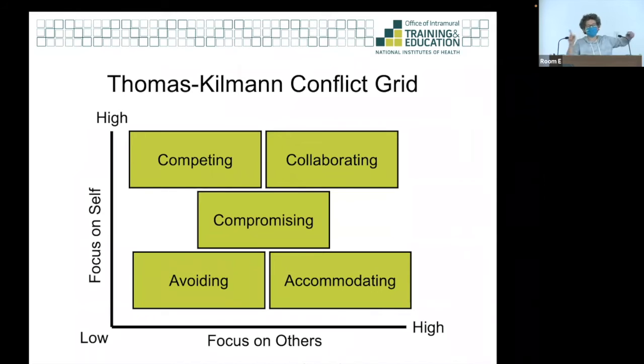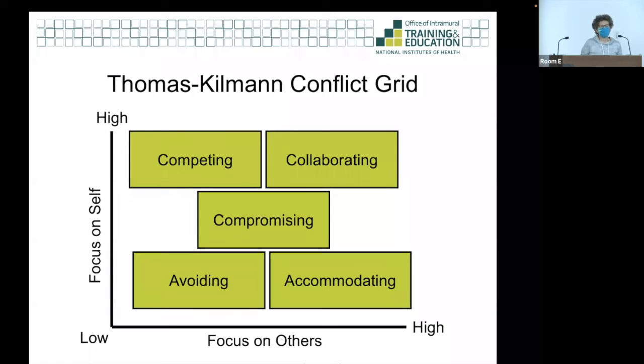Now, unfortunately, we flip the X and Y axis. This comes from what's called the Thomas Kilmann conflict grid. Lots of trainees come and talk about conflict with their PIs. They sometimes come to say they won't help resolve conflict. They avoid everything. They sometimes come and say, they always tell me what to do. Sometimes they come and say, they always tell me, do whatever you want to do.